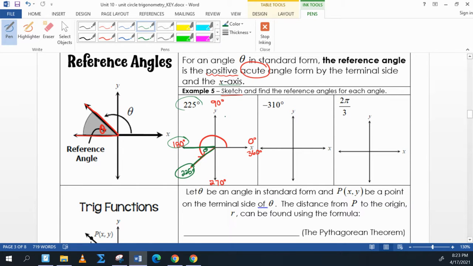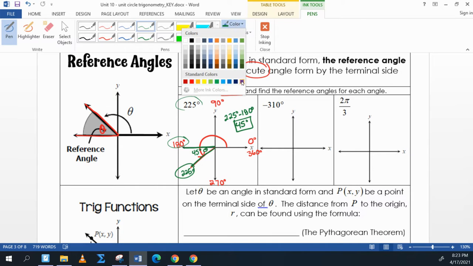So we're just going to take that 225 degree angle and subtract 180 degrees. And that gives us a 25 plus 20 is a 45 degree angle. So that is our answer. This angle here is 45 degrees. That's our reference angle. Okay.